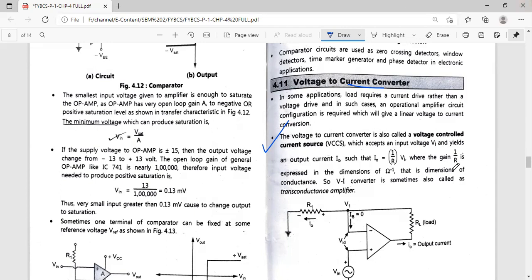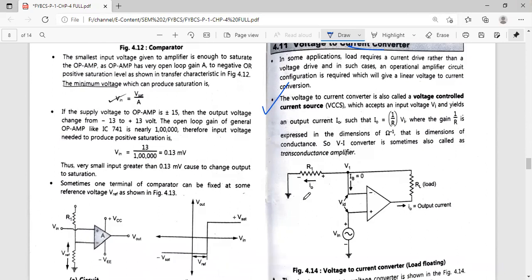Now we'll study this diagram and understand how this voltage to current converter works. This VCCS, that is voltage controlled current source, accepts an input VI and yields the output current I0. So what is the input? It is V in. And what is the output current? I0. Now if we apply Ohm's law, the statement is I0 is equal to 1 upon R into VI.